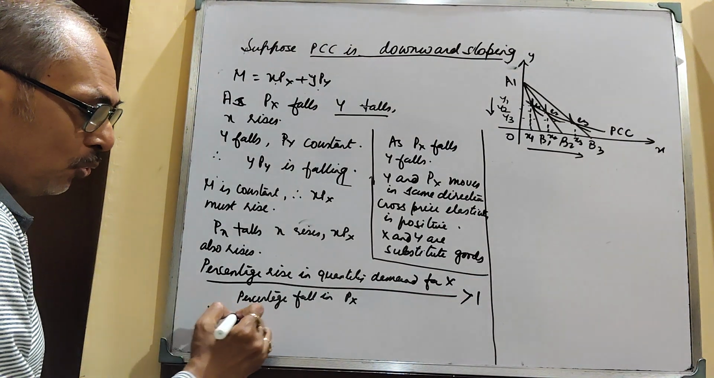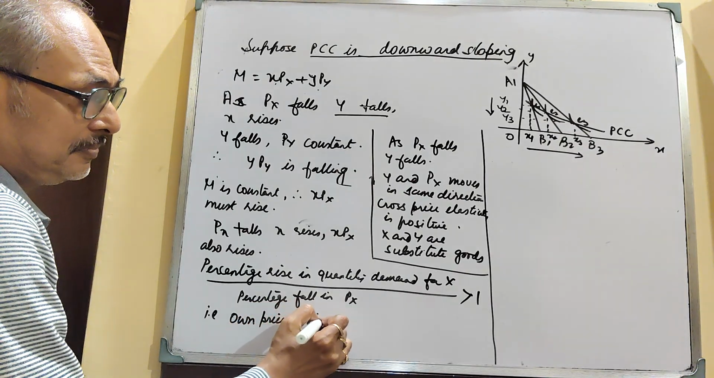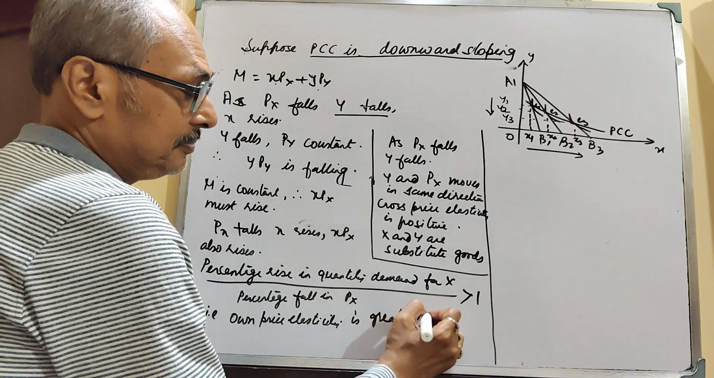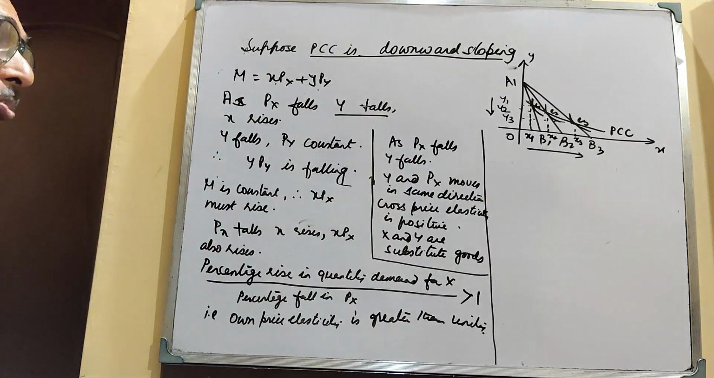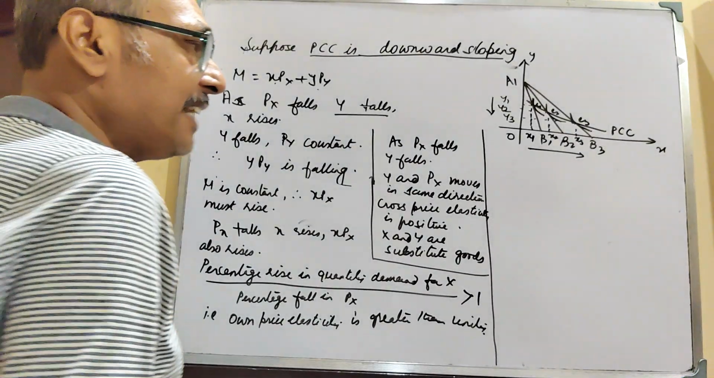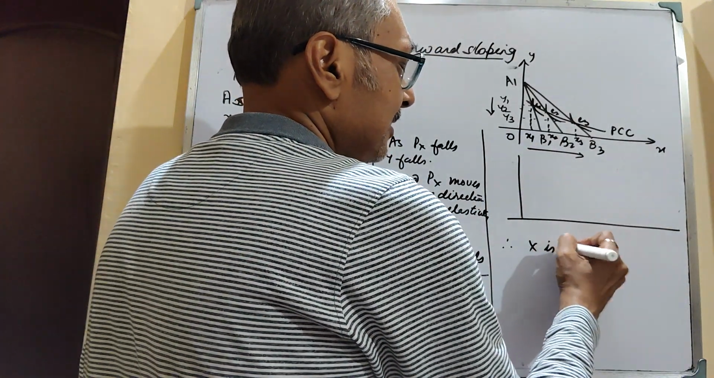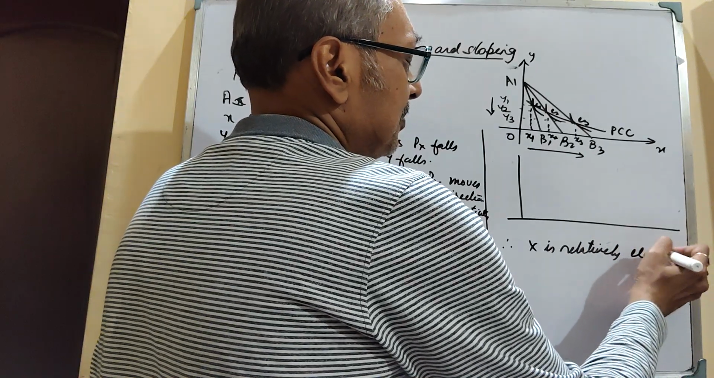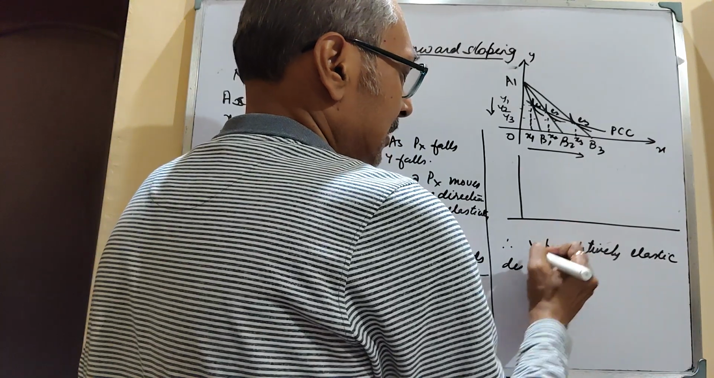That is, own price elasticity is greater than unity. Therefore, X is relatively elastic. X has relatively elastic demand.